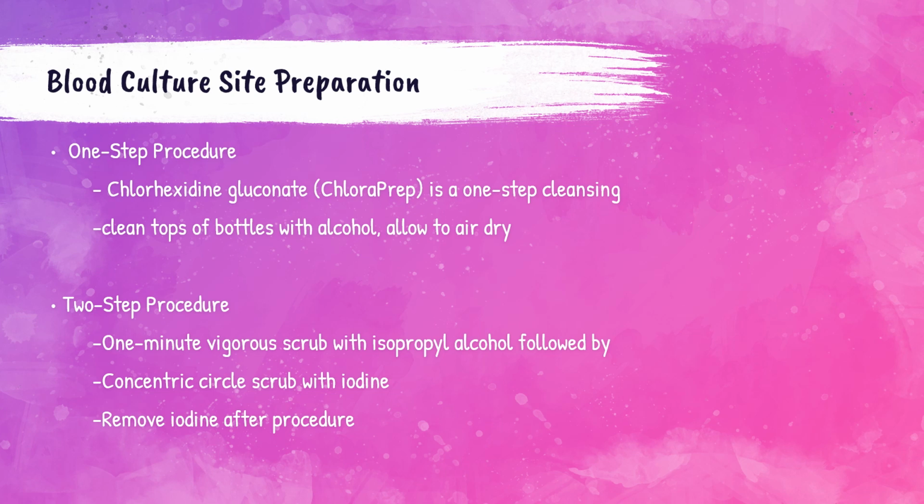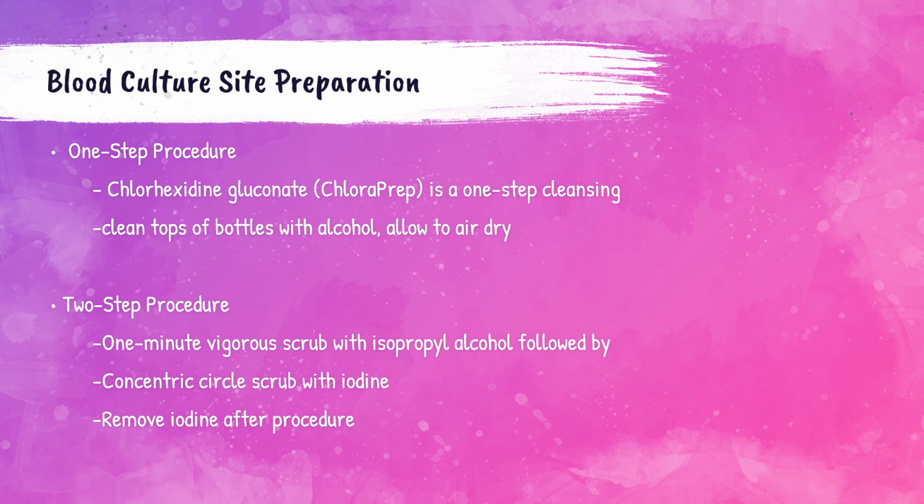The 1-step procedure uses chlorhexidine gluconate, which is also called ChloraPrep. This can be used for patients that are allergic to iodine. The ChloraPrep is used to cleanse the patient's skin before their blood is drawn. The tops of the blood culture vials must be cleaned with alcohol and allowed to air dry before they are used for this procedure.